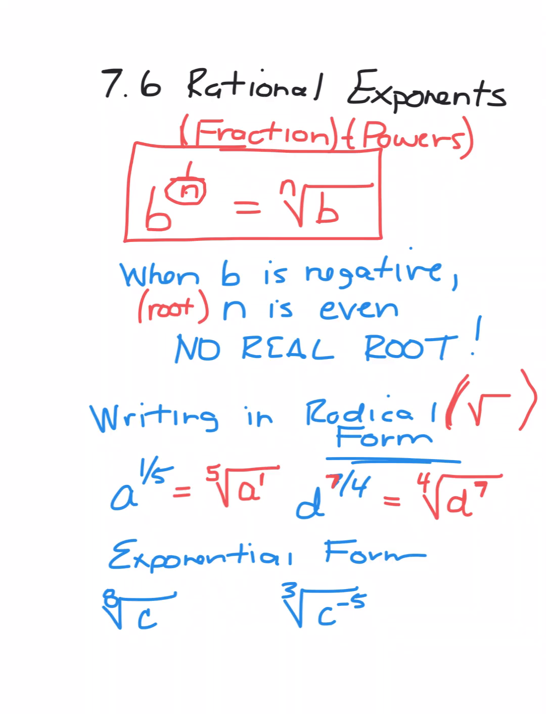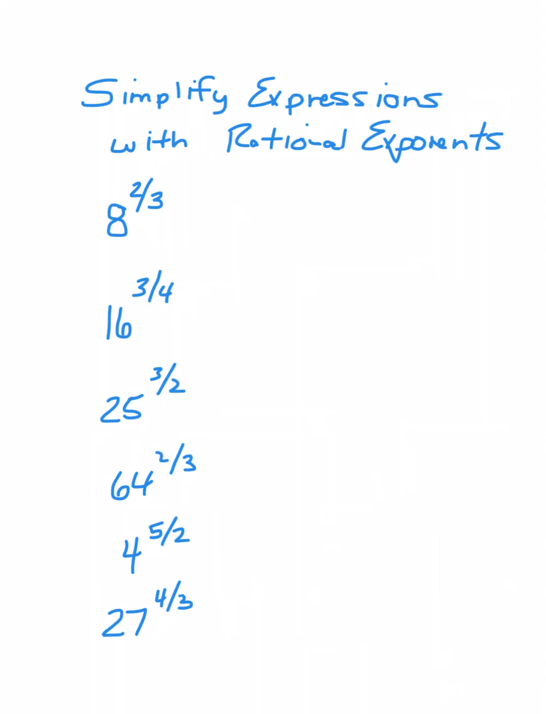And then likewise, we can go from radical form to exponential form. This is like c to the 1st. So this could be written as c to the 1/8 power, power over root. This one here would be c to the -5/3. And if you remember, as far as our negative exponent rule, we would need to put that in the bottom and make that exponent positive. So you should be able to go from radical form to exponential form, and vice versa.